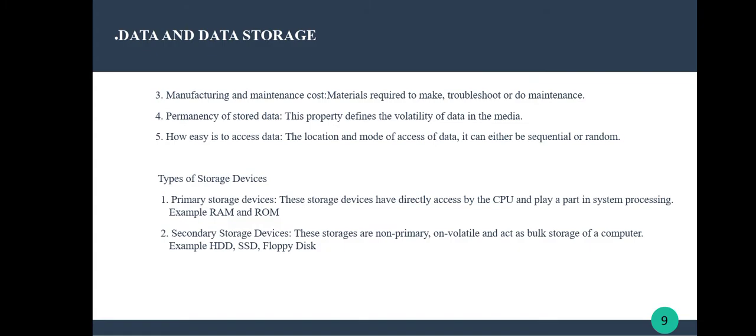There are other types of storage device. As I explained earlier, there are two types of storage devices, which are primary storage devices and secondary storage devices. Primary storage devices have direct access by the CPU and play a part in system processing. Examples: RAM and ROM.